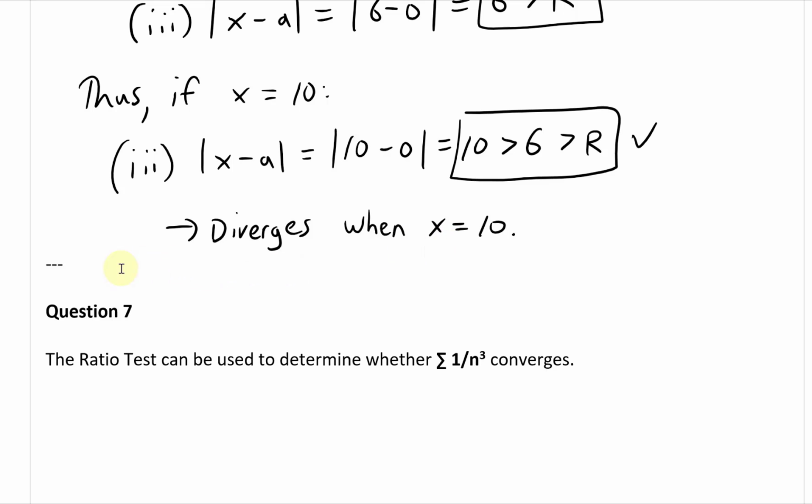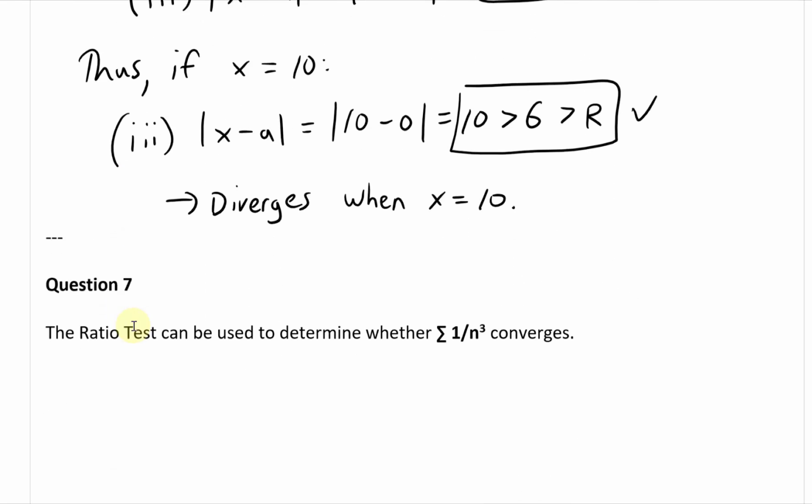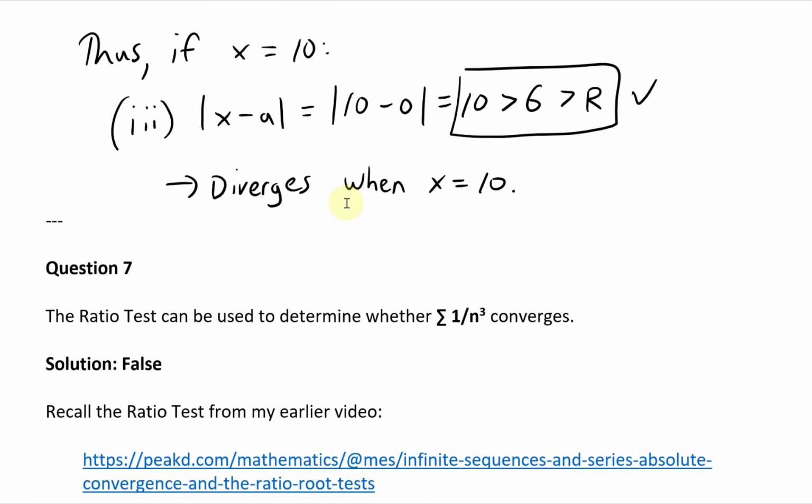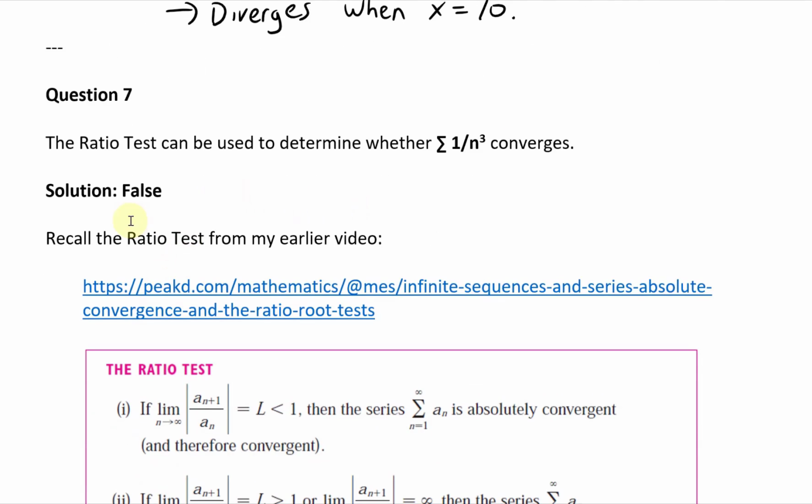And now let's look at question 7. Question 7 states the ratio test can be used to determine whether the summation of 1 divided by n cubed, or the series, converges. Alright, so let's take a look at the solution, and this is in fact false. We can't use the ratio test.